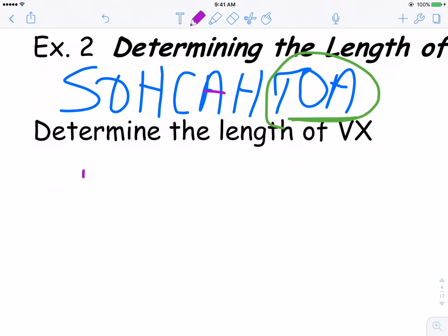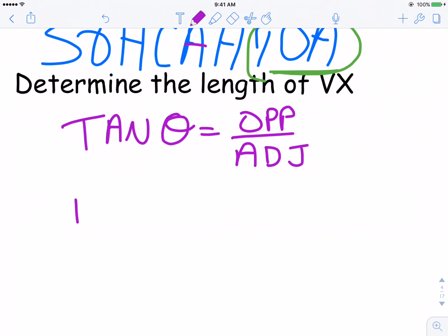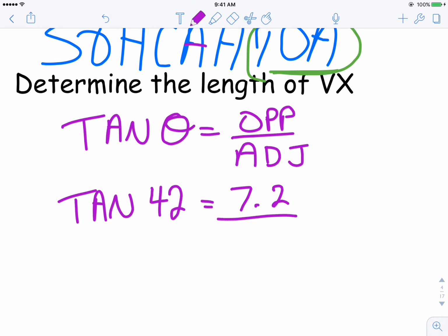If I know I have to use the tangent ratio, then the first place I start is from the formula. Always, always, always, tangent of some angle is equal to opposite over adjacent. Now I do my substitution: the angle we're talking about is 42 degrees, and my opposite side is 7.2. And my adjacent side is VX. And just for simplicity, I'm actually going to simplify VX and call it my adjacent side, just give me my A. So it's a little easier to track if I just have a single variable.